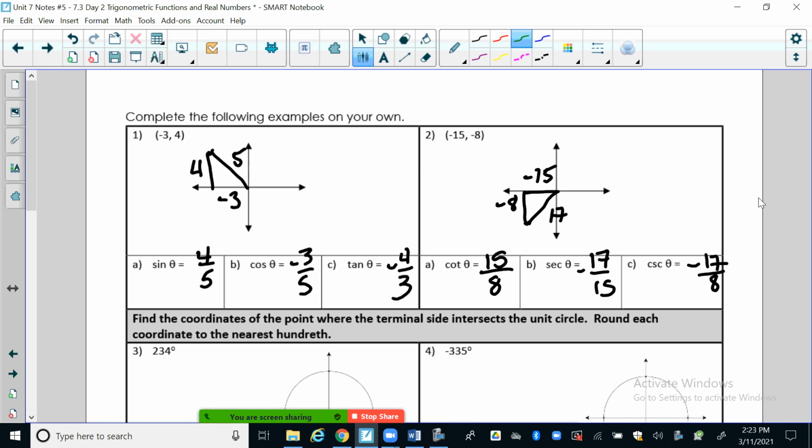And same thing, using all students take calculus. In quadrant 3, tangent and cotangent are positive, everything else is negative. So notice cotangent's positive, but secant and cosecant are negative. So we at least know our signs are correct. S-I-G-N signs, not S-I-N-E signs. Any questions?